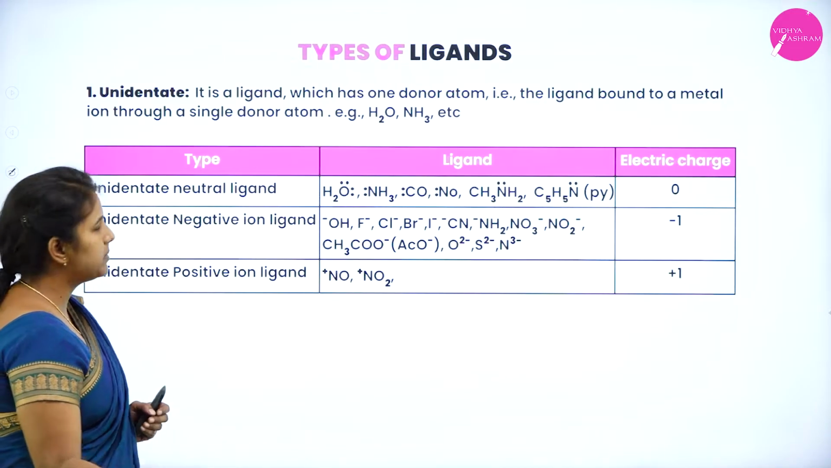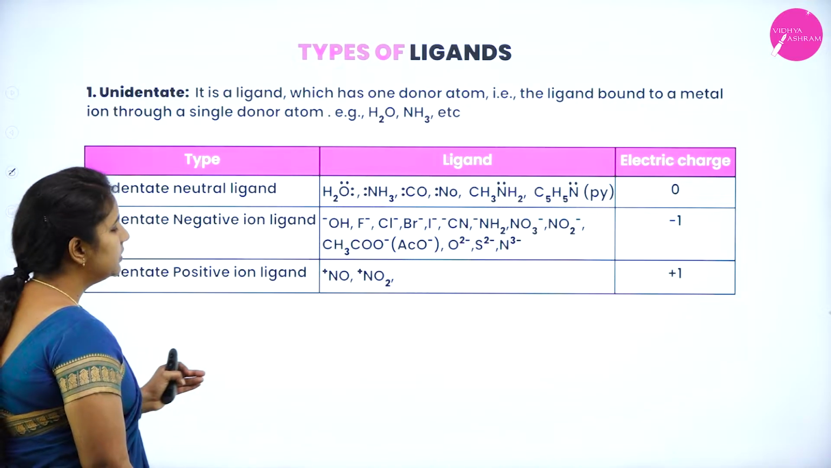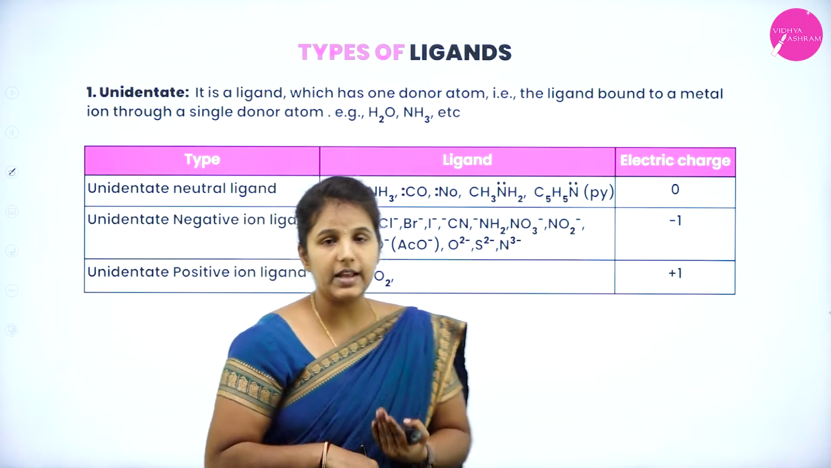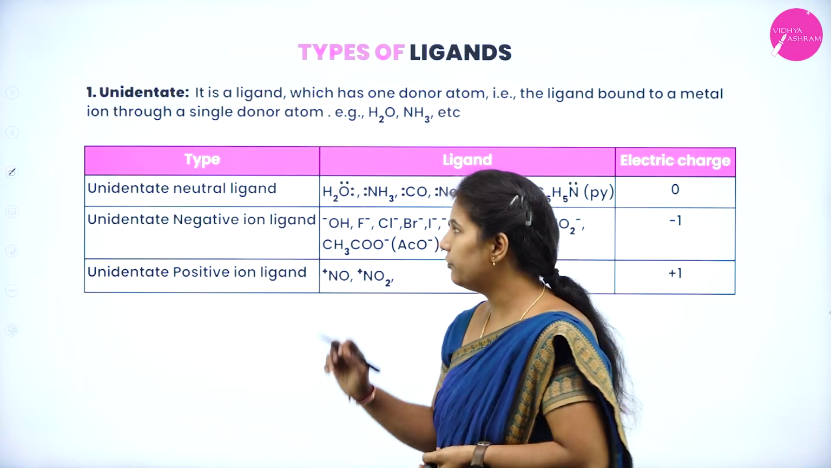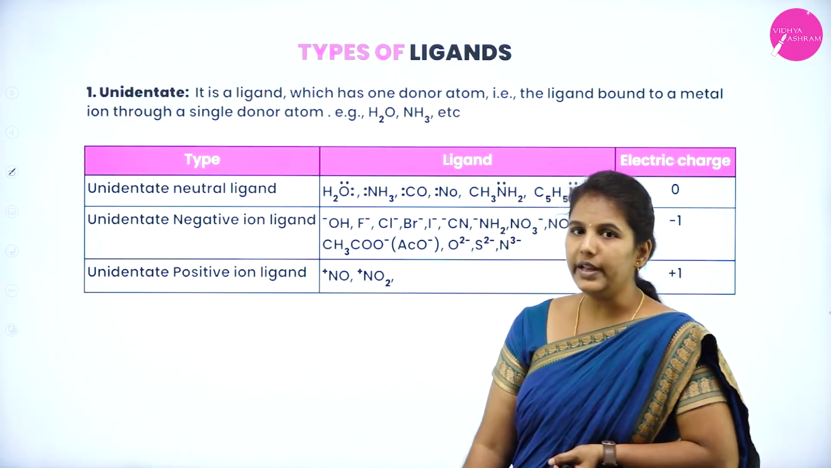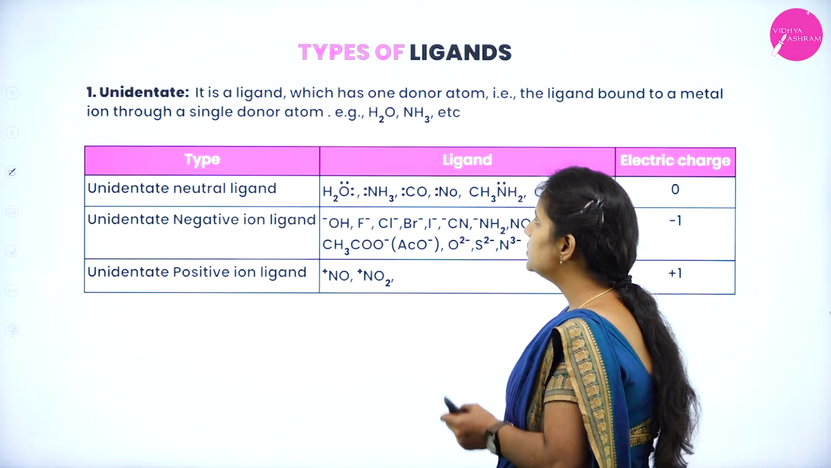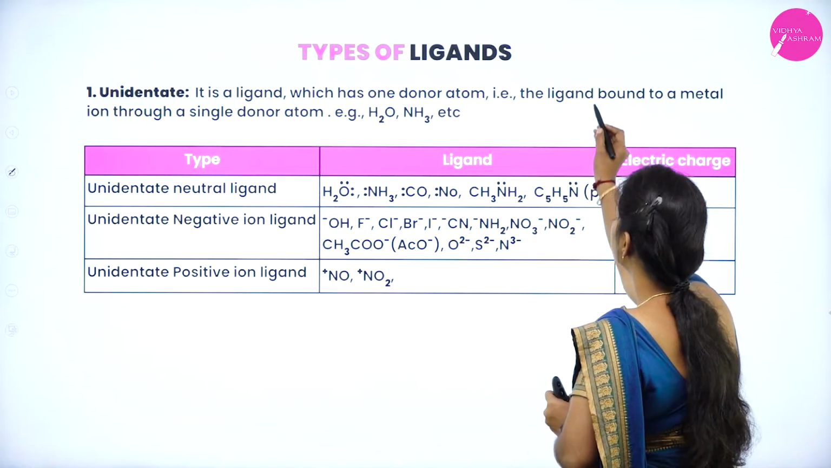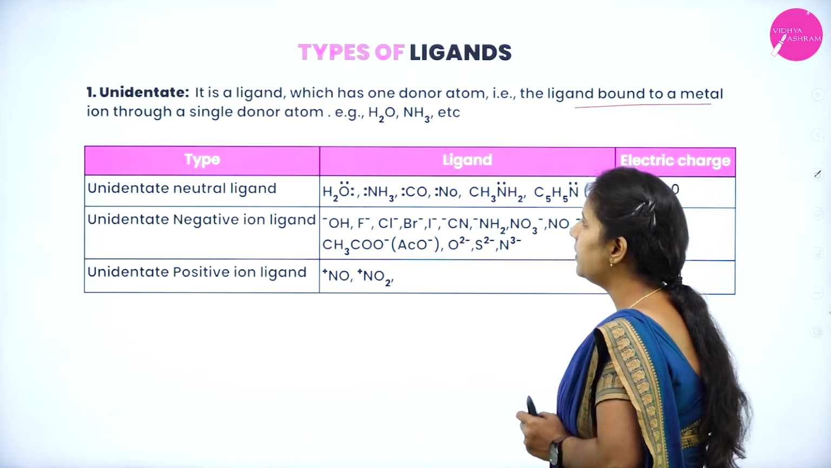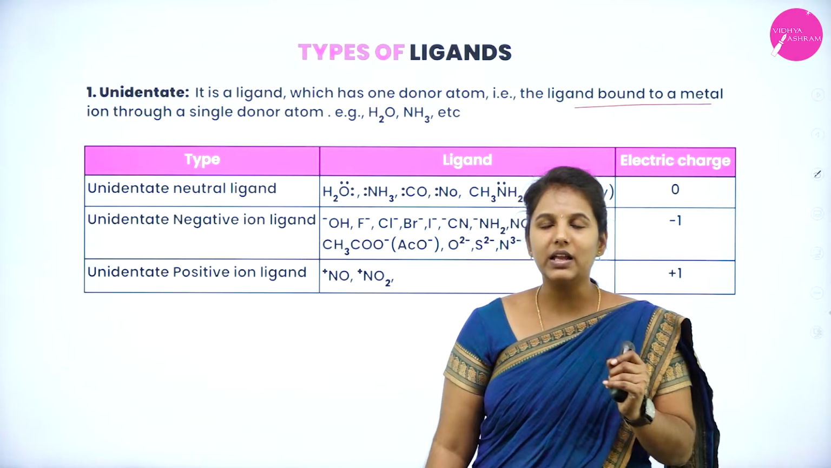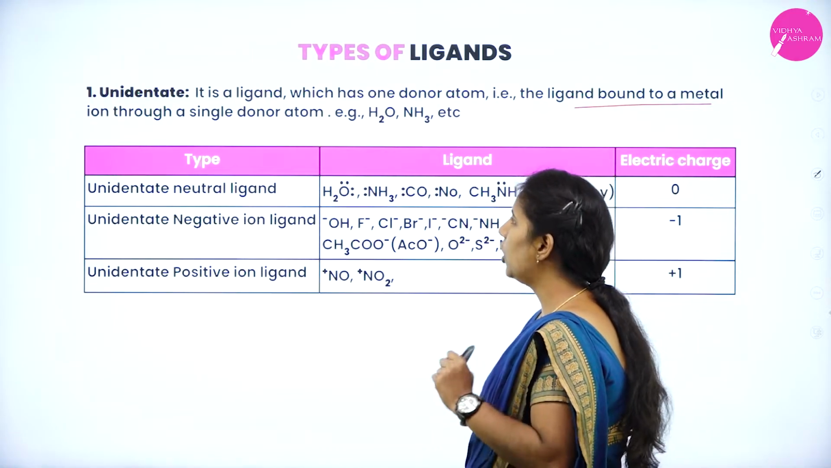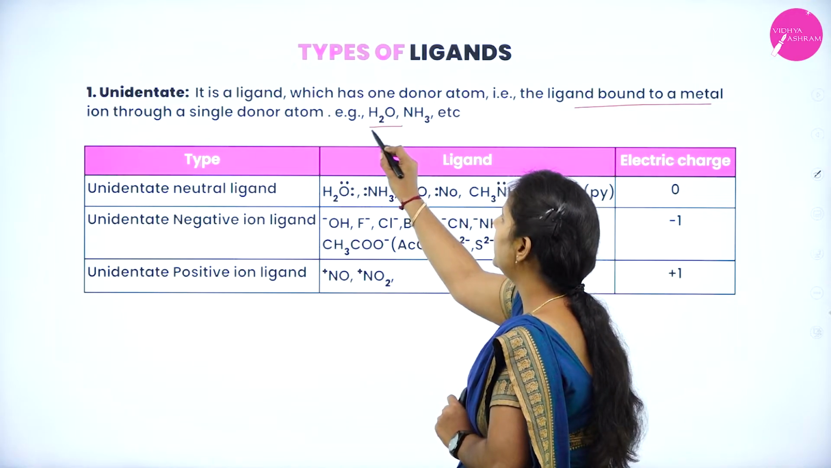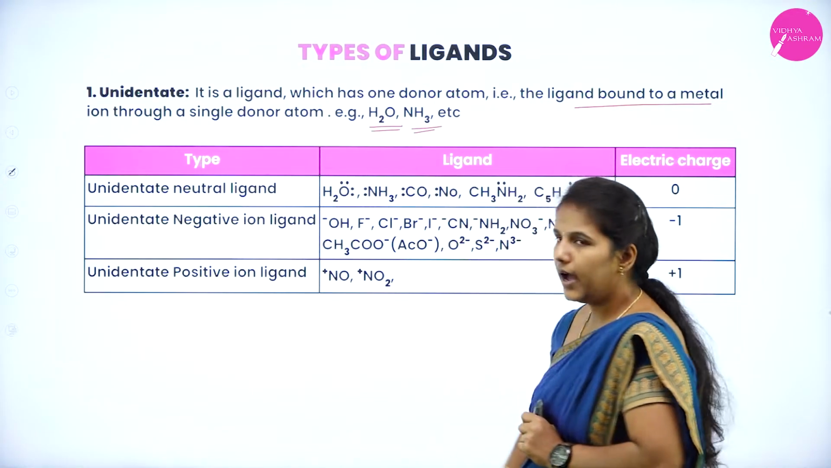Next is types of ligands. There are different types of ligands. First I will go with the first one, that is the unidentate ligand. It is a ligand in which one donor atom is present. That is, the ligand bonds to the central metal atom through a single donor atom, with a single bond. For example, H2O or ammonia.